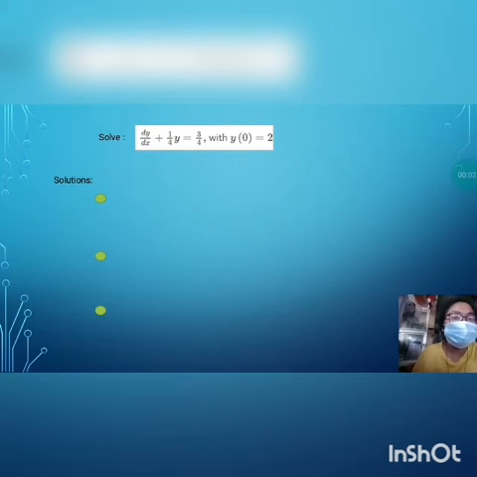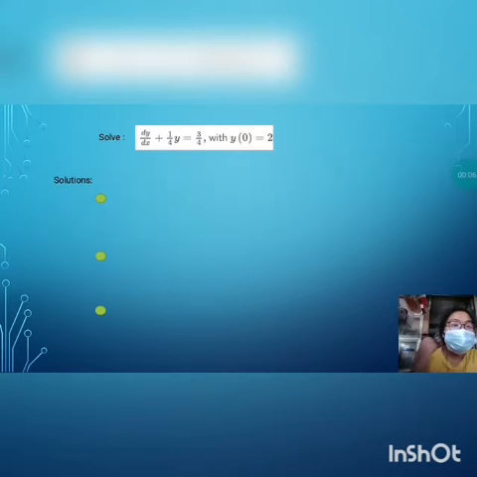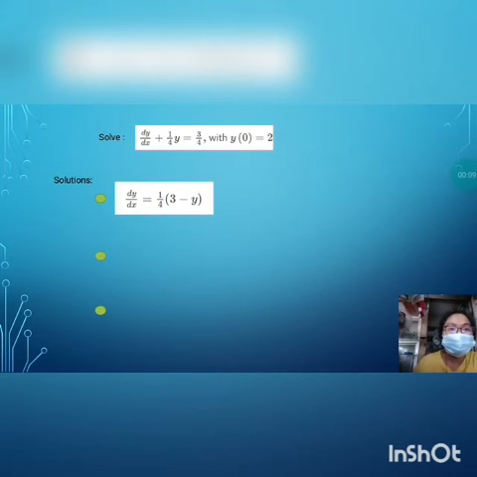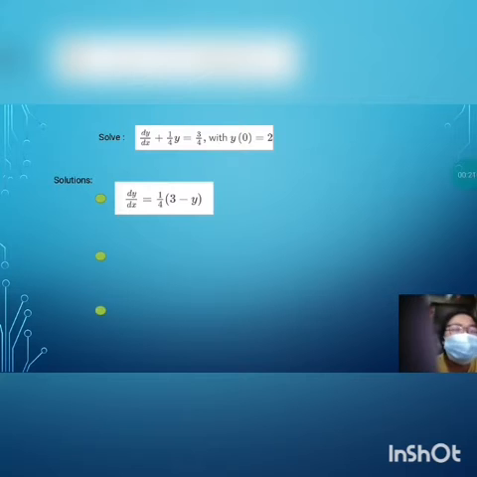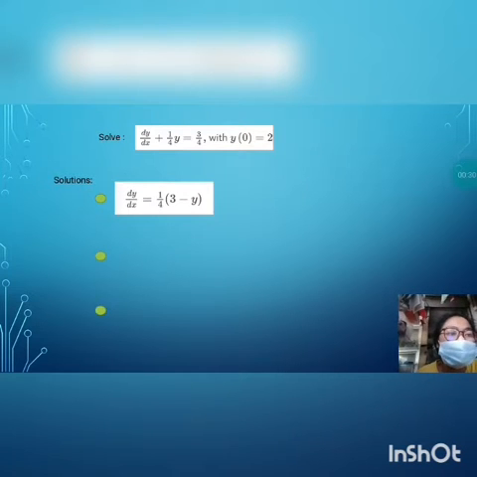So we have to solve dy over dx plus 1/4 y equals 3/4 with y of 0 equals 2. So we have to manipulate it into a differential equation form. So it will become dy over dx equals 1/4 times 3 minus y. As you can see, in this part we just transposed the 1/4 y into the right side. So first, dy over dx equals 3/4 minus 1/4 y.